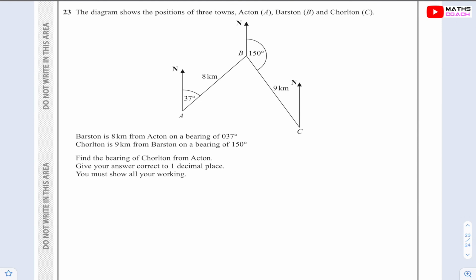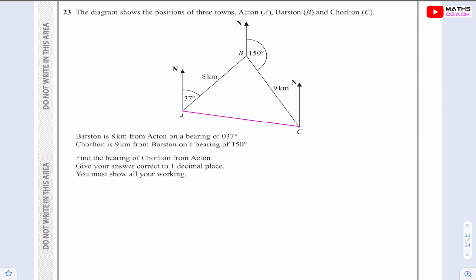All right, question number 23. The diagram shows the position of 3 towns. The question wants you to find the bearing of Chorlton from Acton. So the bearing of Chorlton from Acton. So if we were to draw a line from town A, Acton, to Chorlton, right there, the bearing we are looking for is this right there. That's the angle we want to calculate.